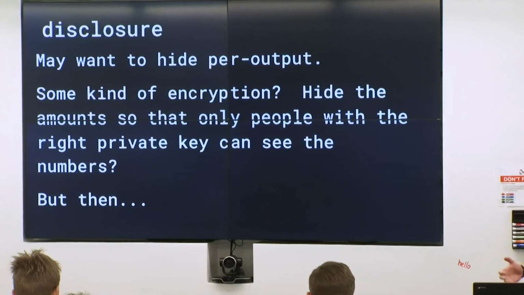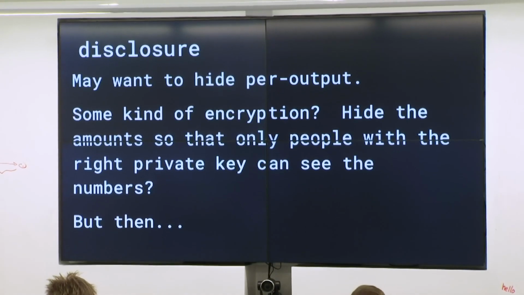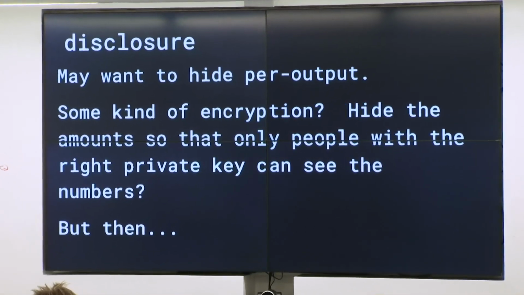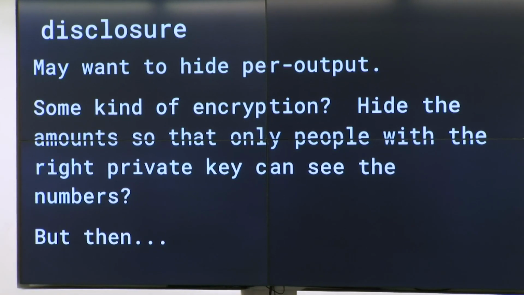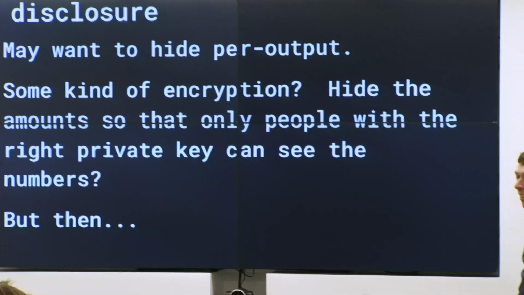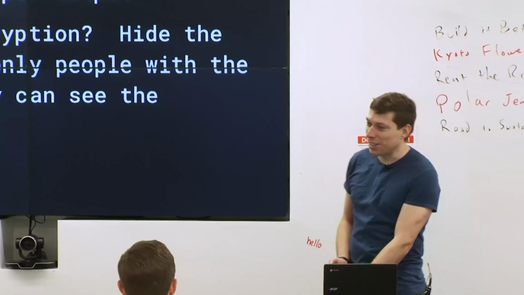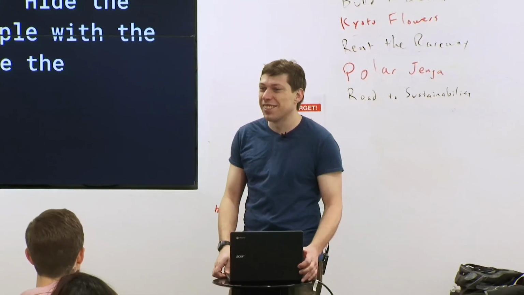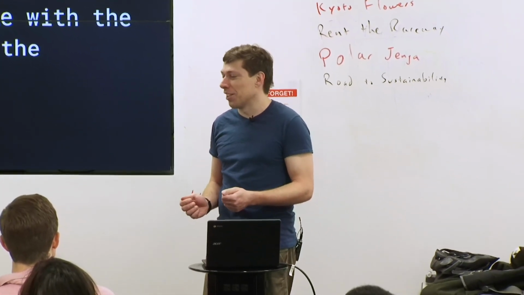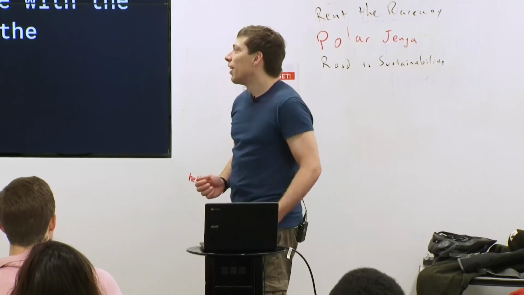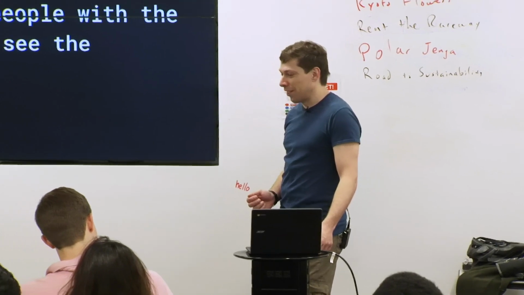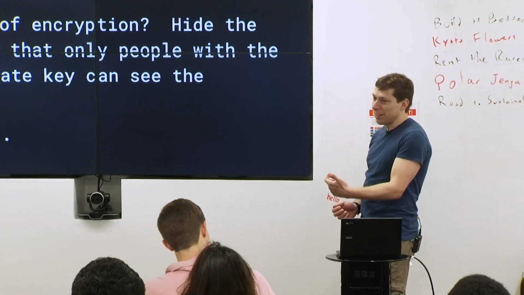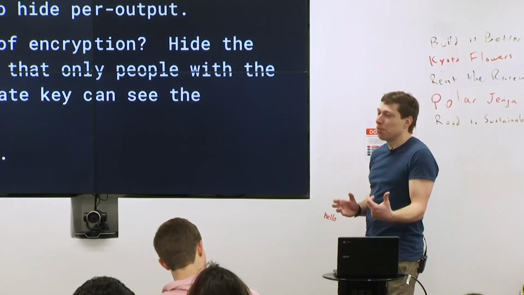So, any ideas? Some kind of encryption? Hide the amounts so that only people with the right private key can see the numbers? Right? So actually I don't think I've even talked about encryption ever in this class because there is no encryption in blockchains. If you read something about blockchain and it says blockchain is encrypted, you're like, no, they don't know what they're talking about. So I haven't actually defined encryption, but encryption is generally, you have some kind of private key, you take a clear text, you apply some function.